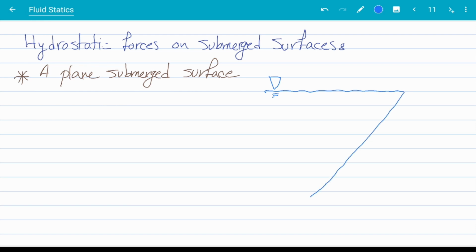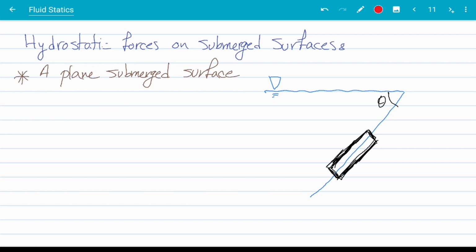We have a wall down there. There is a plate sitting here submerged in this liquid, right? We are interested to find out the forces that are applied on this plate by the liquid. So now a few useful parameters here. This angle here is theta.